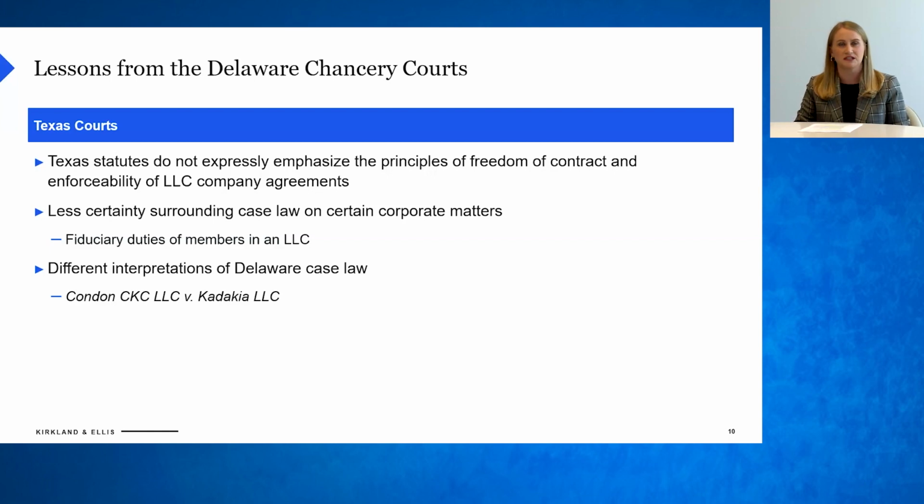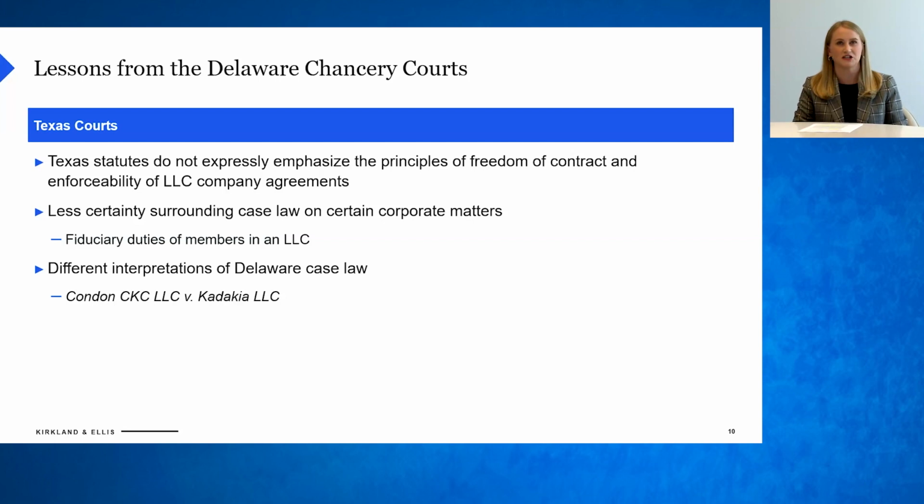So just generally, the Texas courts right now, the general jurisdiction Texas courts, our statutes in Texas do not expressly emphasize the freedom to contract as they do in Delaware. So there's a little bit more of a question. We rely on the courts in certain instances more than they would in Delaware in certain cases.